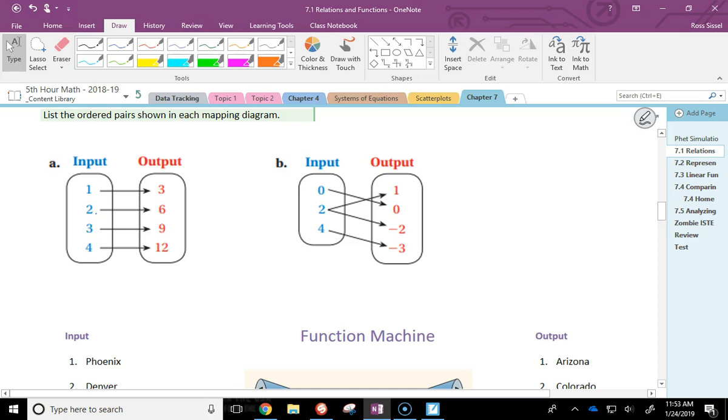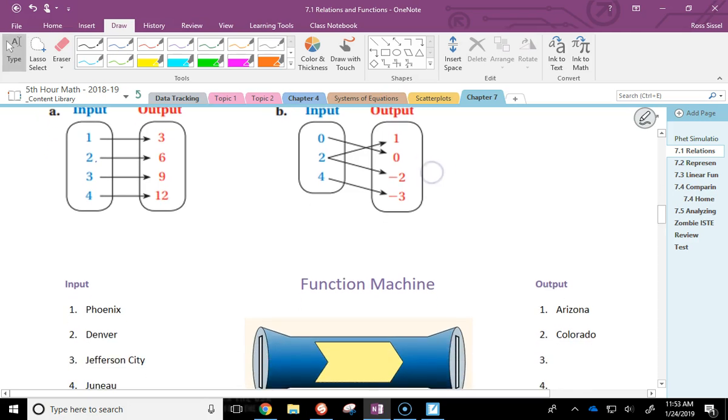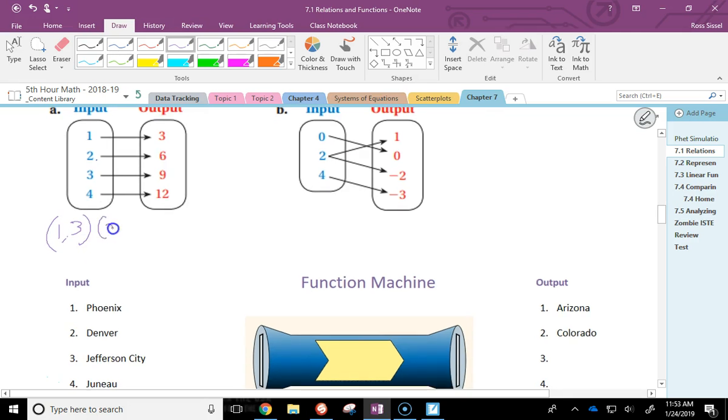So when I look at the first one, A, and I list out the ordered pairs, what would be one set of them? What would be one of the first ones? Ainsley? 1 and 3. Yeah, so when we take our mapping diagram, you have to do this today in your homework. I'm going to say 1 is X, 3 is Y. What would be the other ordered pairs? 2 and 6, 3 and 9, 4 and 12. Parentheses, 4, comma, 12. Okay, not too hard.